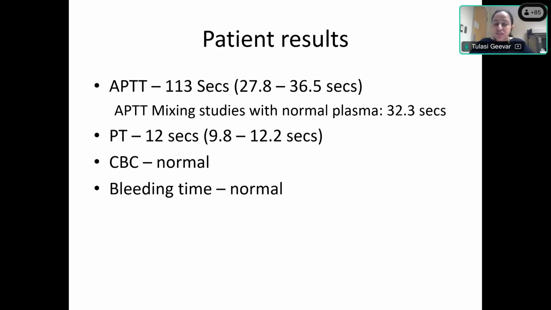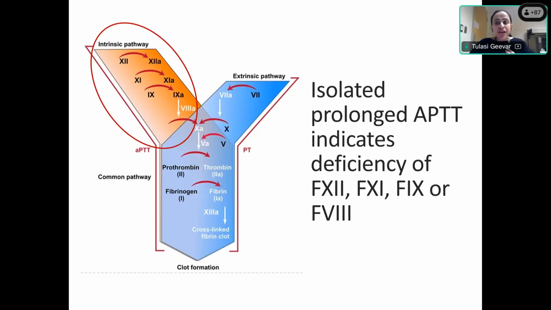So these are the results. Her aPTT is 113 seconds, that is significantly prolonged from the reference range, with a normal PT. Her blood counts were normal. Her bleeding time was normal. So when you have an isolated prolongation of aPTT, it indicates deficiency of either 12, 11, 9, or 8.